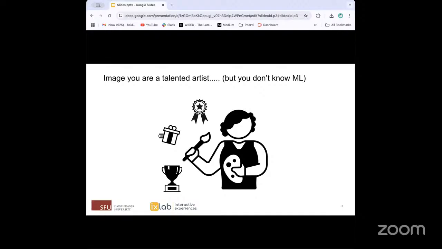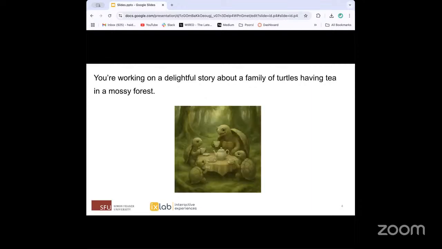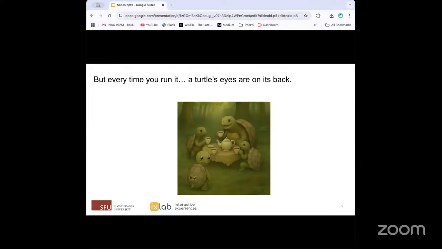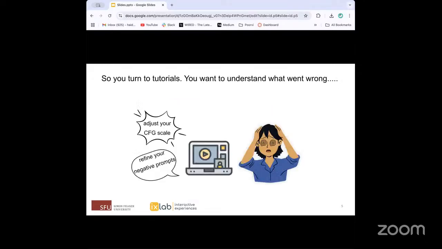Imagine you are a talented artist. You are so talented that you have won every prize anyone could even dream of. But no one is perfect, and you only have one flaw. You don't know much about machine learning. You're working on a delightful story about a family of turtles having tea in a mossy forest, and you turn to AI for help. You just want a quick visual idea. But every time you run it, you get a weird turtle. The turtle's eyes are on its back every single time, no matter how carefully you write the prompt.